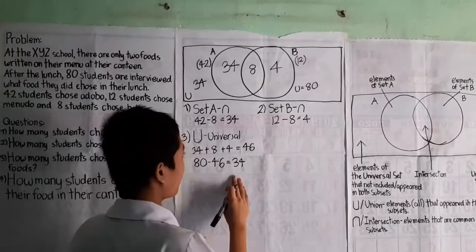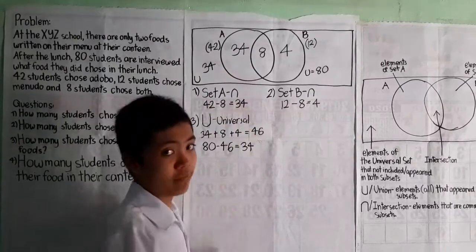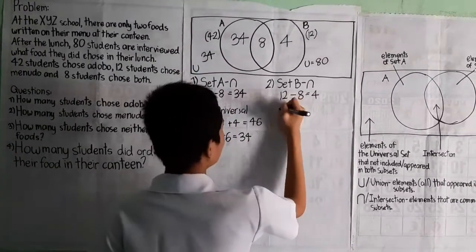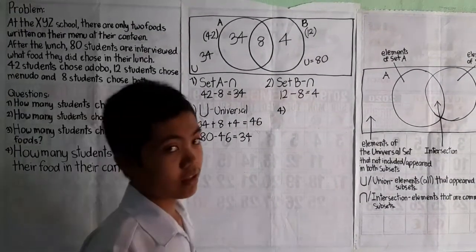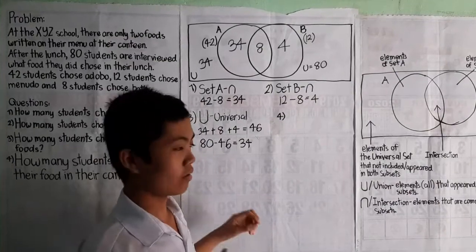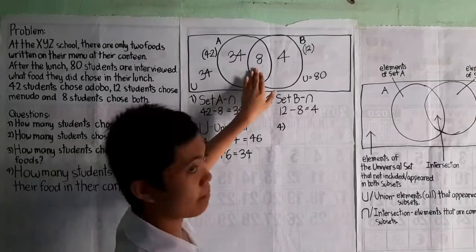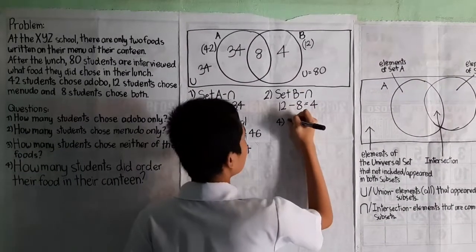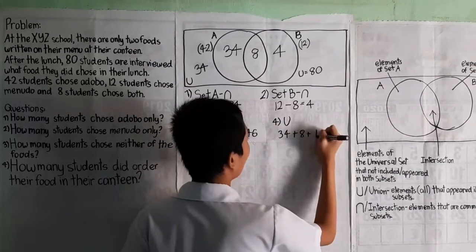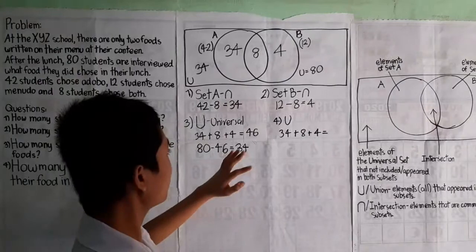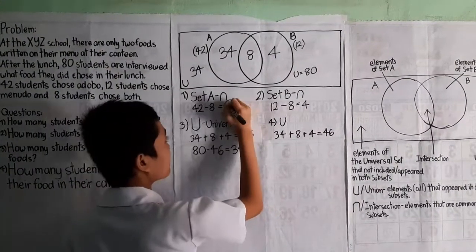Let's put the answer on number 3 in this place outside of the Venn diagram. Next question, number 4. How many students did order their food in their canteen? That means we need to find the union. So you already know. Let's just add these numbers. So let's add the union. 34 plus 8 plus 4 will equal 46. This is the answer.